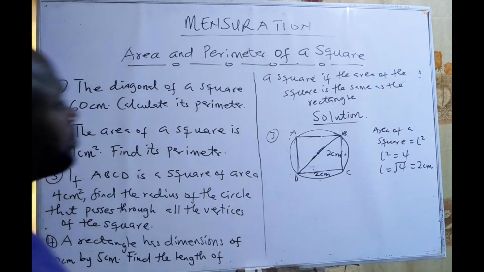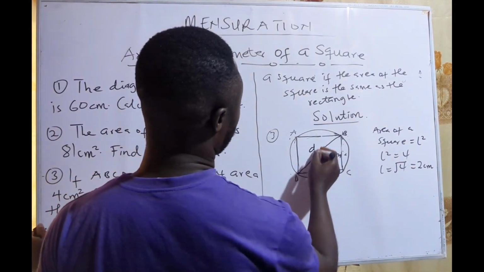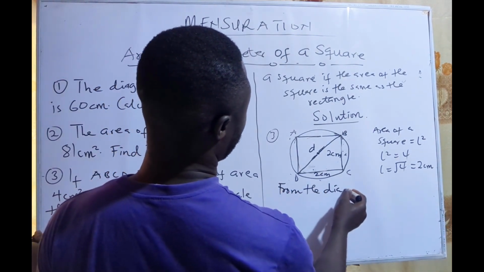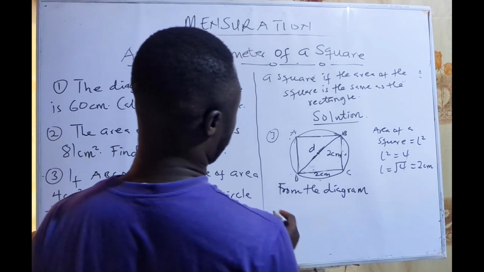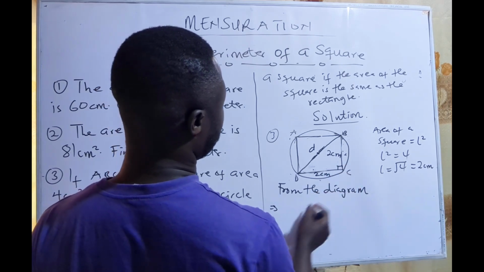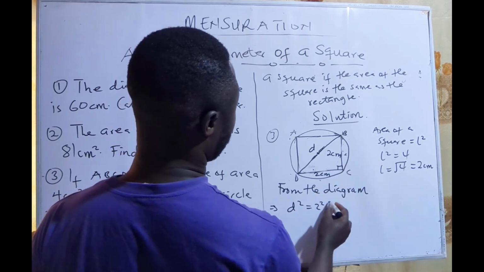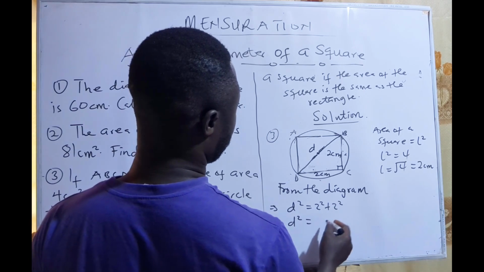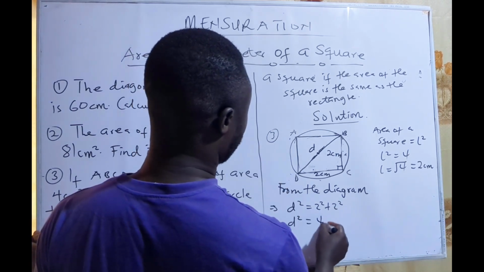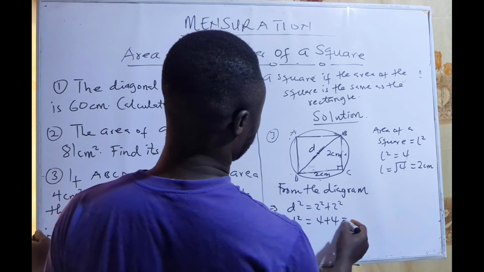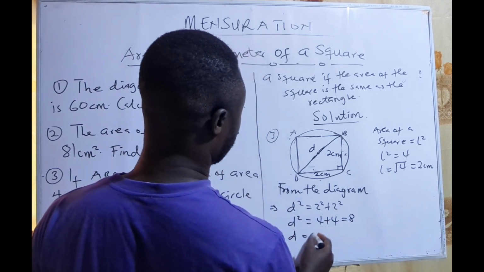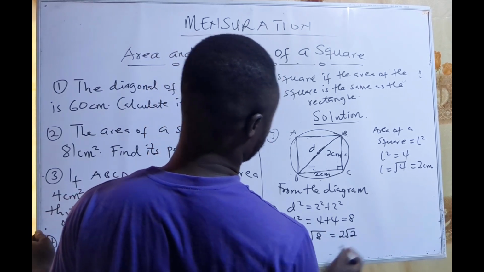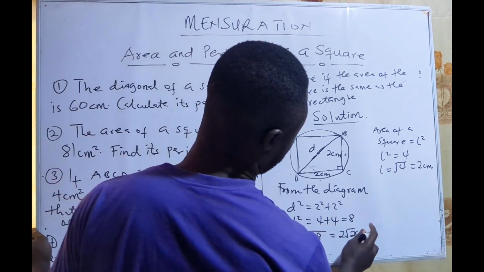So go here, D. From the diagram, I can say that using the Pythagoras theorem, d squared is equal to 2 squared plus 2 squared. My d squared will be equal to 4 plus 4, which gives me 8. And my d will be equal to square root of 8, and that will be 2 root 2. Okay, so 2 root 2 centimeters.